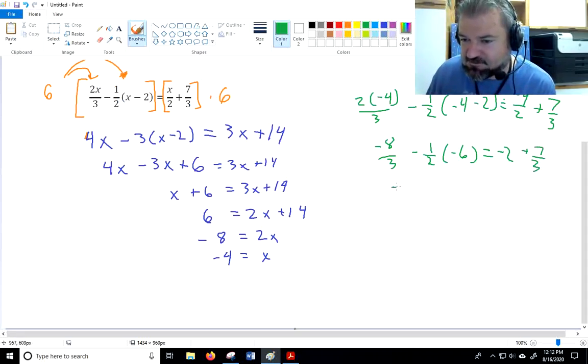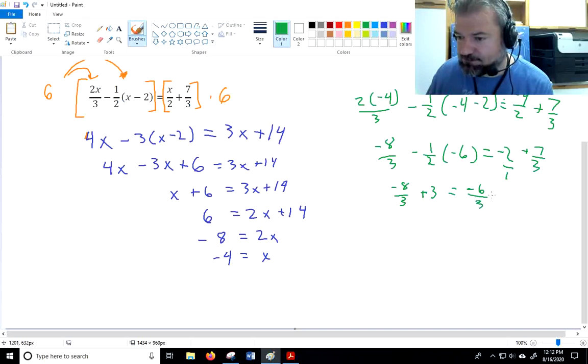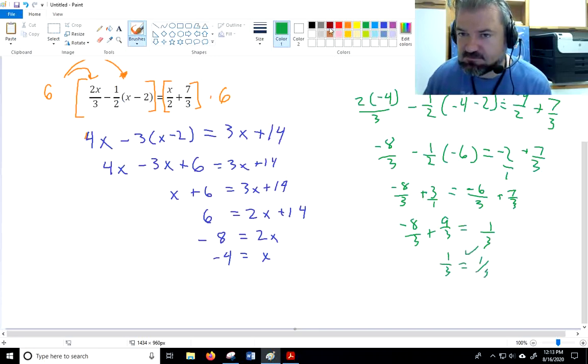Okay, so then this becomes a negative 8/3, and then the 2 and the 6 divide to 3, and the two negatives make it a positive, so plus 3. Now I'll get a common denominator. Multiply by 3 over 3, and I get negative 6 over 3 plus 7 over 3. That's clearly 1 over 3. This 3 becomes, that's 3 over 1, so multiply by 3 over 3, you get 9/3. So this is 1/3 equals 1/3. We are good to go.